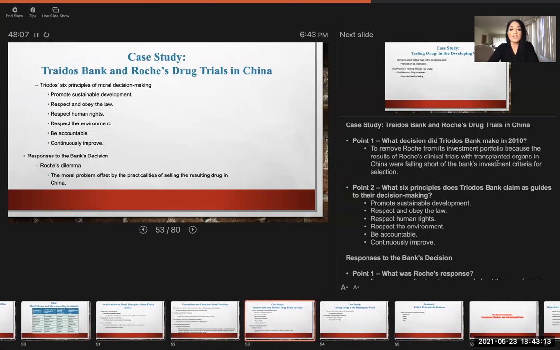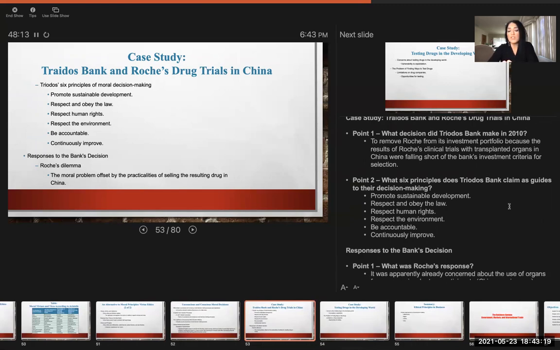Here's another case study for you, the Triodos Bank and Roche's drug trials in China. It brought about different aspects in 2010 to remove Roche from its investment portfolio because of the results of its clinical trials. Transplant organs in China were failing and falling short of the bank's investment criteria selection.